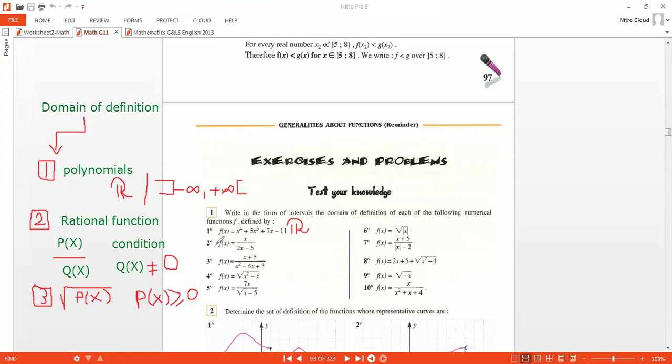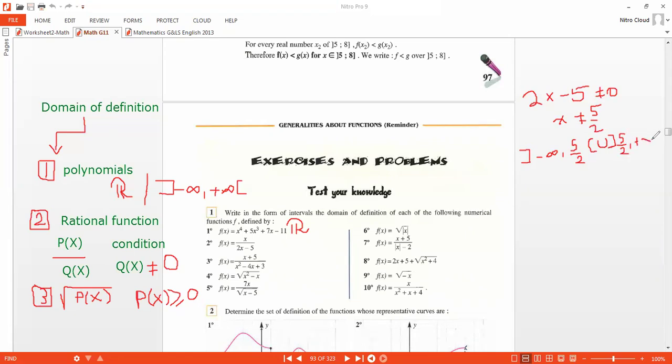Let us take the second example. We have f of x equals x over 2x minus 5. This is a rational function where we have a polynomial over a polynomial. How do I solve this? We take the condition that the denominator shouldn't be 0. So I'm going to solve it. 2x minus 5 cannot be 0. Then x cannot be 5 over 2. What does that mean? All the numbers are accepted except 5 over 2. So the domain will be minus infinity to 5 over 2, union 5 over 2 to plus infinity.